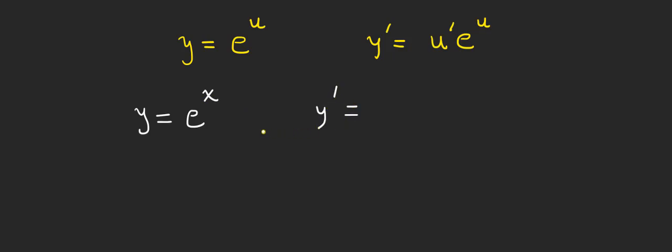The derivative of that is, in this case, the u is x. What's the derivative of x? Just 1. And the answer will be just e to the u, which is e to the x.